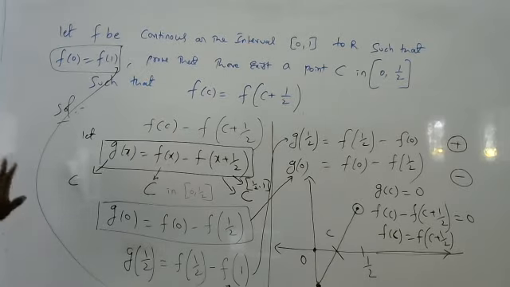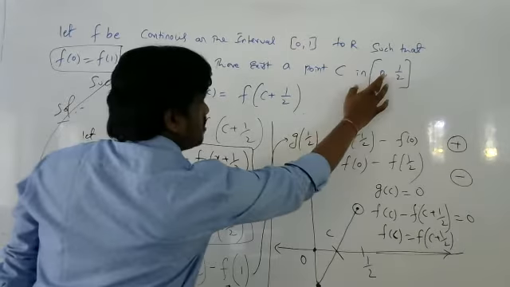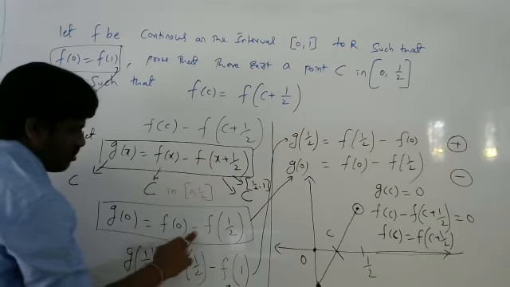G of x is continuous, as we wrote. Since we assumed and verified it is continuous, we now have to substitute. G of 0 is f of 0 minus f of 1.